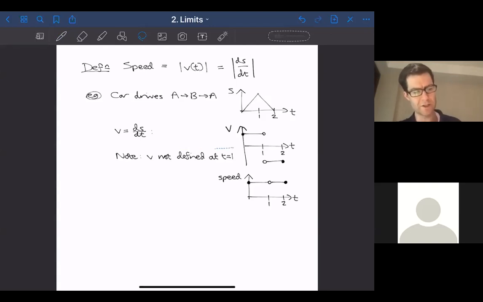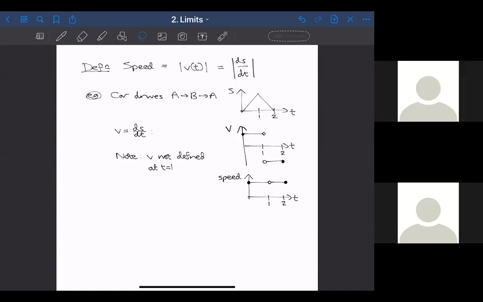Okay, so I finished this example off with a graph of the speed. So that's as you'd expect. The speed is always 1, except at time equals 1, where it's not defined. Okay. So, continuing.